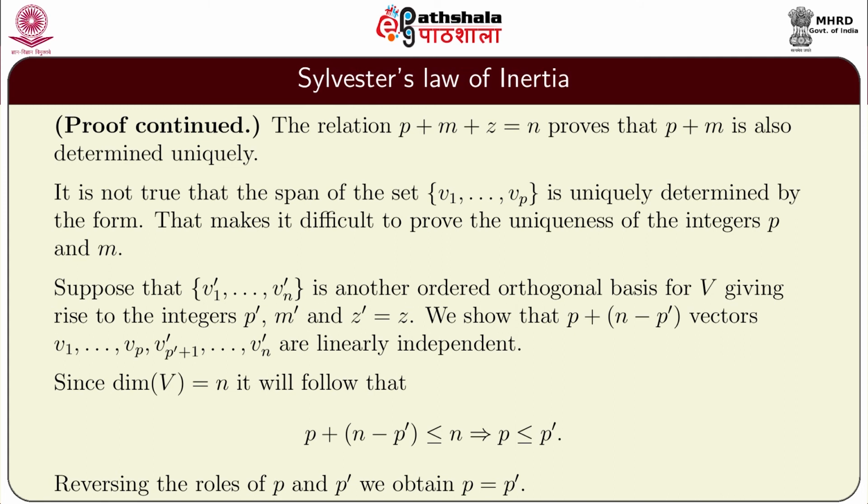And now if we just reverse the roles of p and p dash, we get p dash is less than or equal to p, and therefore p dash is equal to p. This will prove the uniqueness of the integer p. Let us see how to prove the linear independence of these vectors.